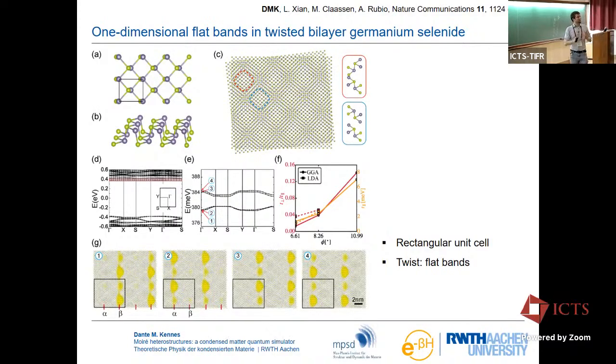So the natural question that you can now ask is: is this one-dimensionality only on the level of, let's say, geometric interference, or will it actually propagate down to the electronic properties of the system? All right, so let's look at this in more detail. So we have a top and a side view of germanium selenide. This is A and B. And then we make a twisted bilayer of these monochalcogenides.